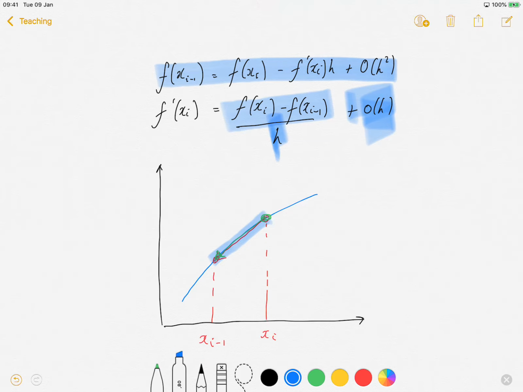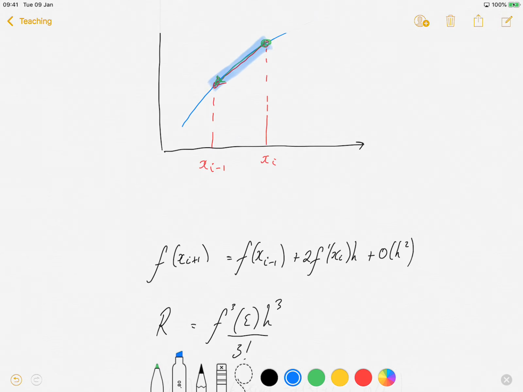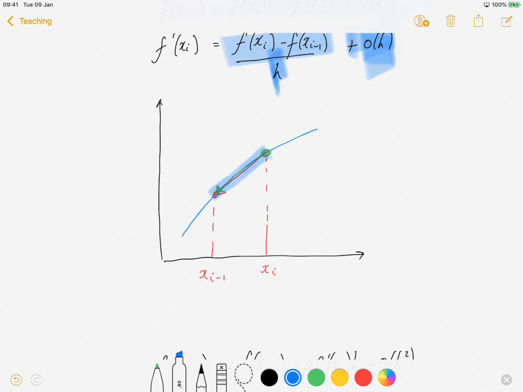Now, there's another way that we can do this. We can actually calculate the approximate value of our derivative by using a centered approach. Now, in order to do that, let's just draw it on this graph. So we can actually just extend our graph to xi plus 1. So we can actually use the function value at xi plus 1 and the function value at xi minus 1, centered about xi, to give us a better approximation.